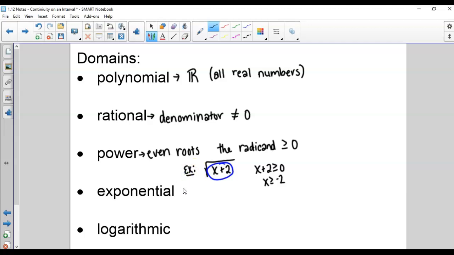Now, this only happens with even roots, so a square root, a fourth root, a sixth root. With odd roots, you can take a cube root of a negative number, so it does not have any restrictions on its domain. Okay. Exponential functions are also pretty easy. They are going to be all real numbers.